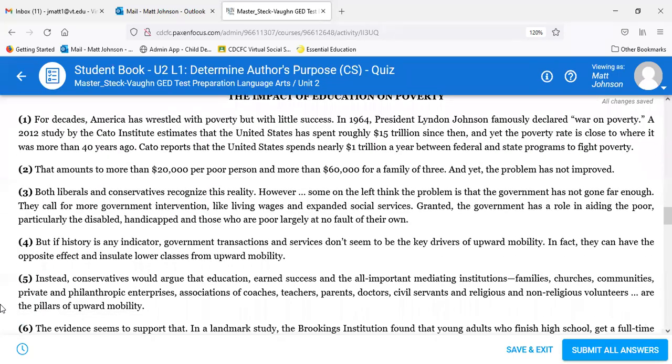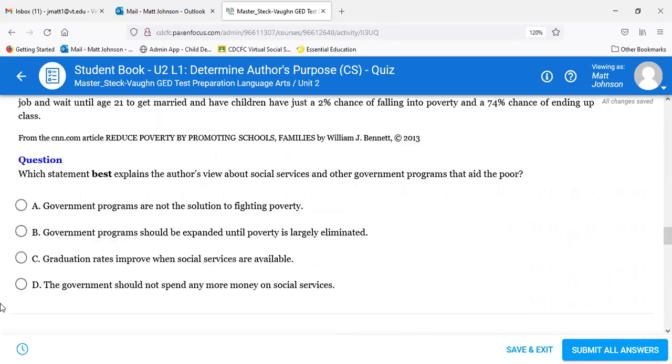And then 3, Sasha Gay, how about reading number 3 for us? It says, which statement best explains the author's view about social services and other government programs that aid the poor? A, government programs are not the solution to fighting poverty. B, government programs should be expanded until poverty is largely eliminated. C, graduation rates improve when social services are available. And D, the government should not spend any more money on social services.